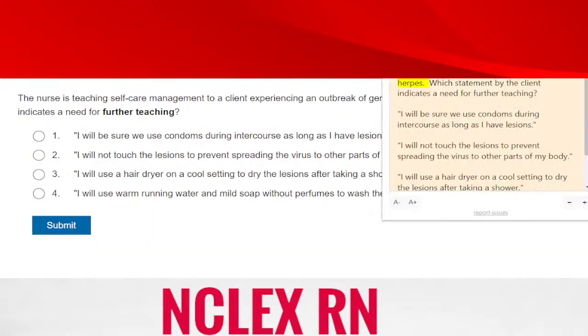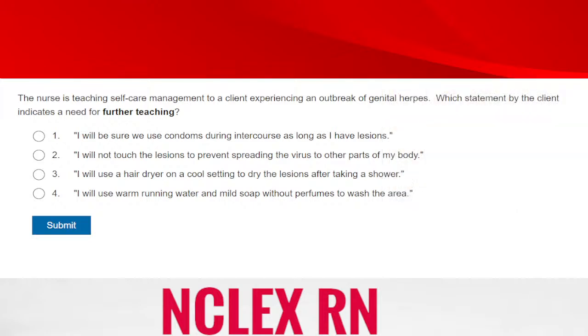The nurse is teaching self-care management to a client experiencing an outbreak of genital herpes. Which statement by the client indicates a need for further teaching? I will be sure we use condoms during intercourse as long as I have lesions. I will not touch the lesions to prevent spreading the virus to other parts of my body.